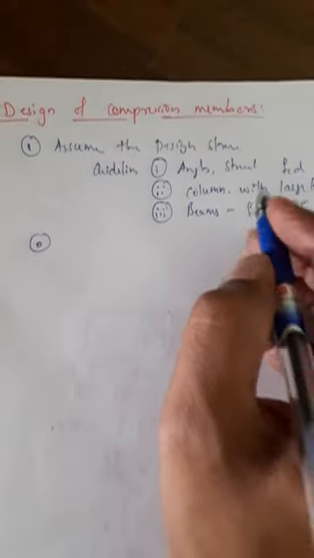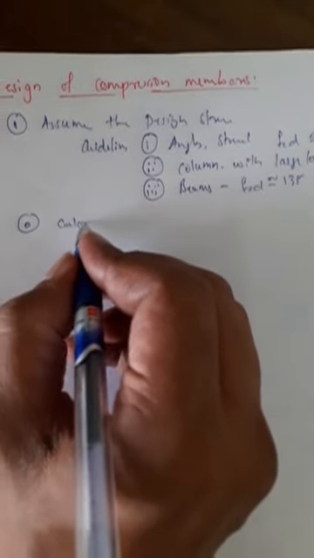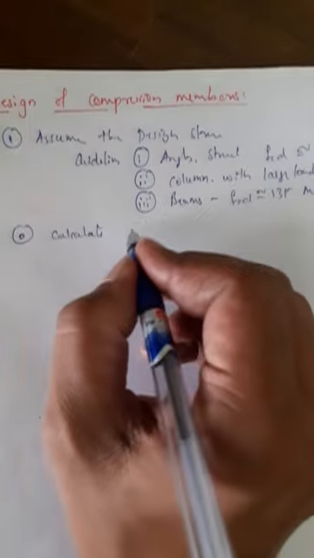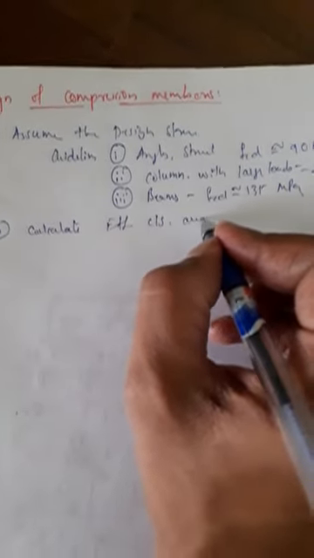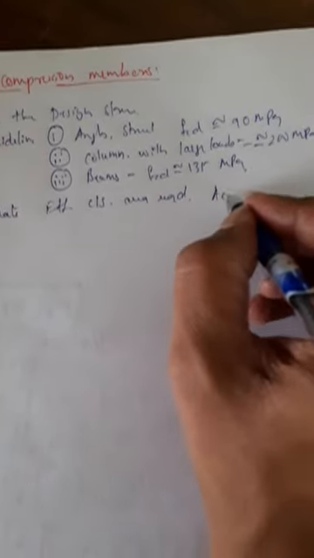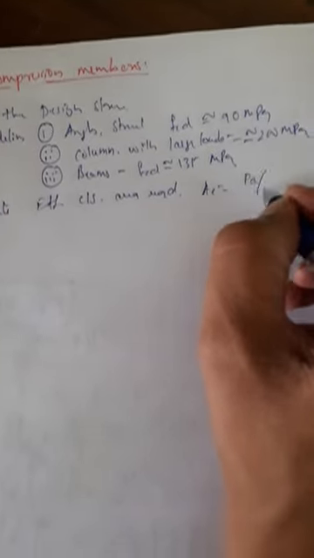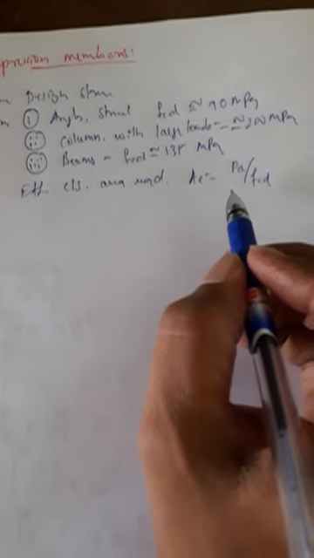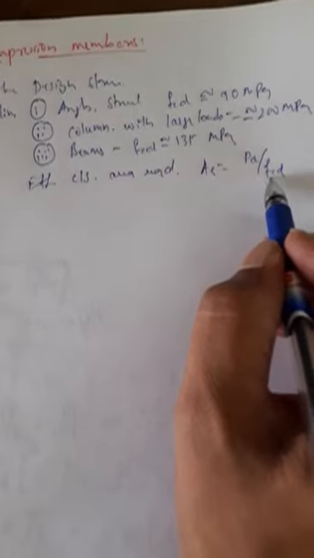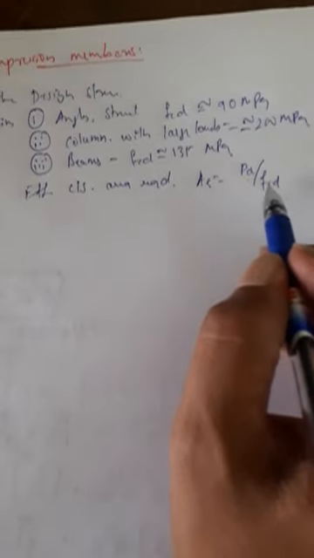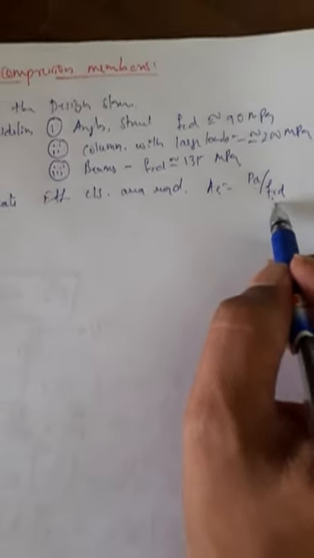Once you assume FCD, calculate effective cross-sectional area required. For this, use the equation AE is equal to PD by FCD. Earlier case, PD is equal to A into FCD. Same equation I have rearranged it. So AE is equal to PD divided by FCD. Calculate the cross-sectional area required.